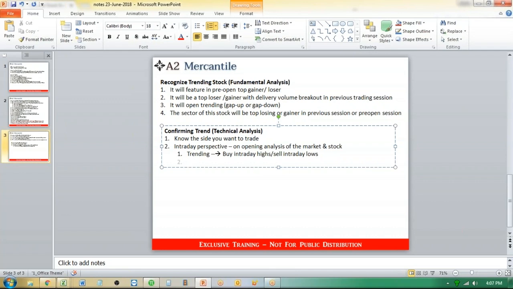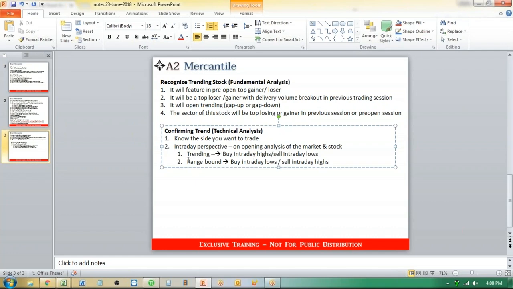Second is, if the market is range bound, you know that you will buy intraday lows or you can sell intraday highs. Okay, so you will already know that, okay, I want to say sell Tata Steel, or say buy Hind Petro or whatever.